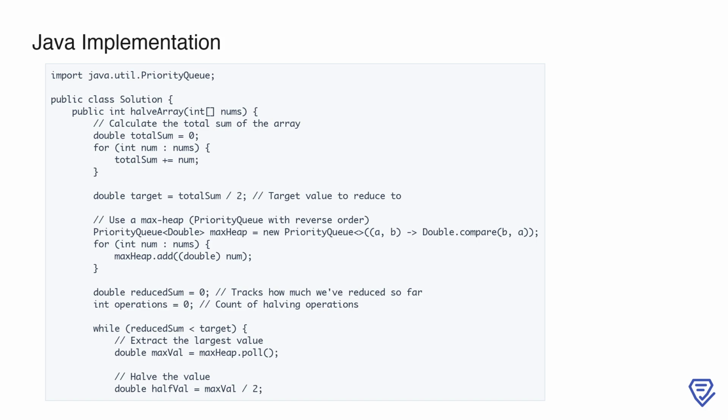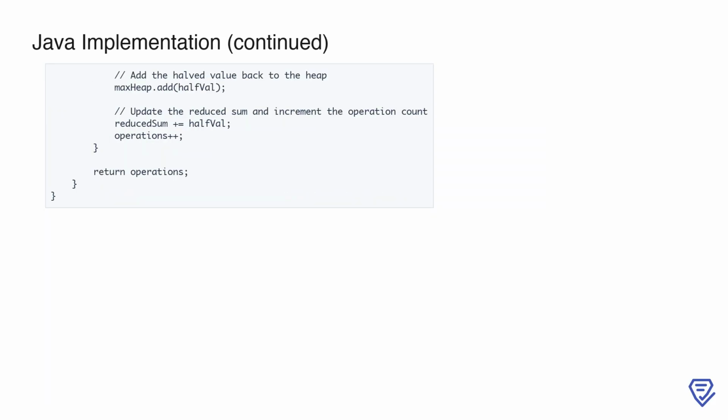Inside the loop, we extract the maximum value from the heap using the poll method, which removes and returns the largest value. The largest value is then halved by dividing it by 2. This halved value is immediately added back to the max heap to ensure the heap reflects the updated values. Next, we update reduced sum by adding the halved value, effectively tracking how much of the total sum has been reduced so far. At the same time, the operations counter is incremented to record the halving operation that was just performed.